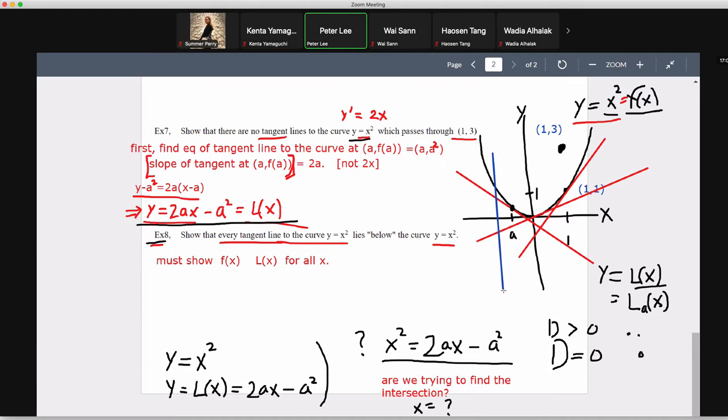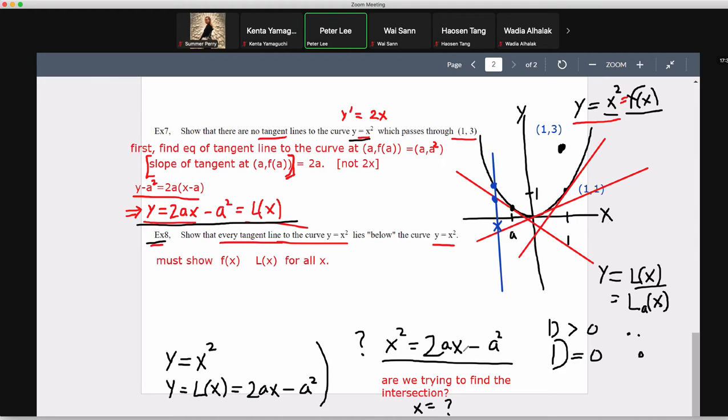So let's say we have a vertical line here. If you look at the vertical line, then note that the point on the curve is this point right here. And the point on this tangent line is over here. And this is our x, any value x here. In order to show that the tangent line is always below the curve, what is it that we have to show?